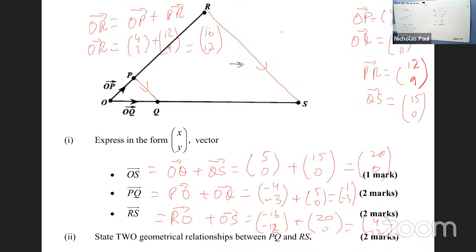Yeah, so how did they get PQ and RS? How did we get it? Because I went on from OR. OR is O to P plus P to Q. And O to P and P to R, sorry, P to R, to get OR. O to P and P to R. And once I found OR, I put it times to get RO.